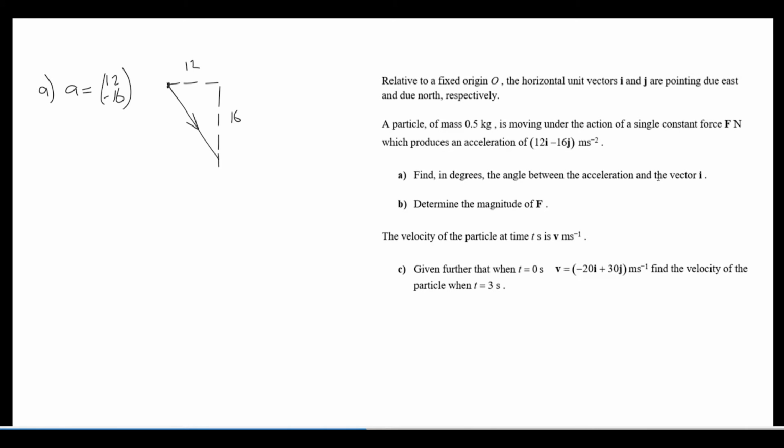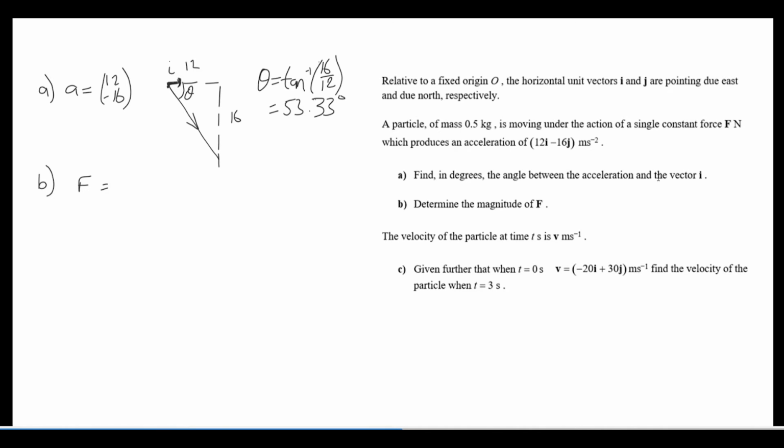And we want to know the angle between that diagonal line and the vector i, the unit vector i. Well, the unit vector i is just one unit to the right. So this is the angle that we're looking for, and I'm going to call this theta. Okay, so we're going to use trigonometry to find theta. It's going to be inverse tan of the opposite over the adjacent. So inverse tan 16 over 12, and that gives us an answer for theta of 53.13 degrees.